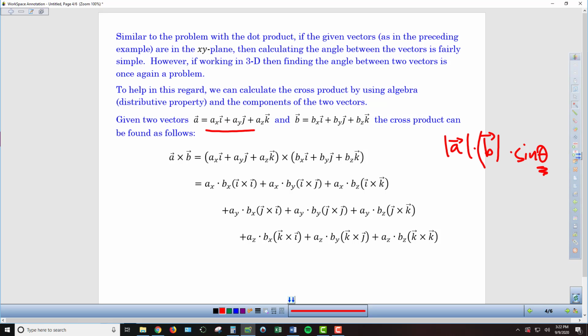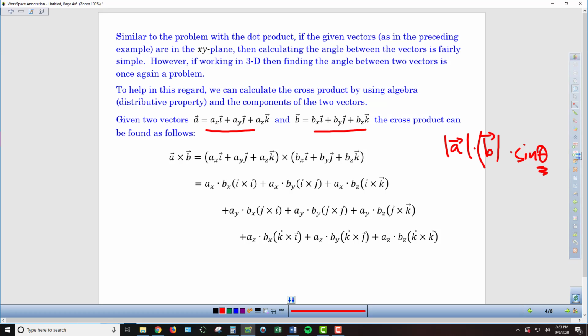So what I have here are two vectors that are defined for us. So we've got the vector A, and I have it written in component form, ax i plus ay j plus az k. So I've just isolated those x, y, and z components, and then I've done the same thing for B. And so if we want to find the cross product, it is defined as follows.